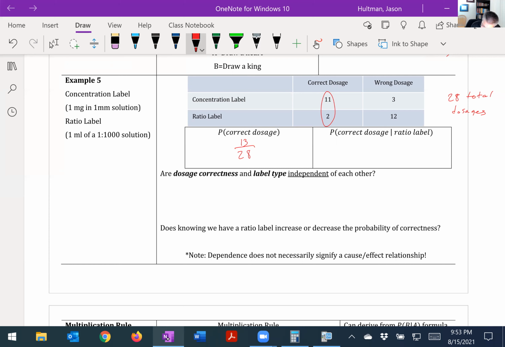What's the probability of a correct dosage given that it's only the ratio label? Given that we know it's the ratio label already, we're just going to isolate the ratio label. Well, instead of 13 out of 28, it's now 2 out of 14 because we only look at ratio. Whatever that given is, we isolate the given. So the correct dosage given the ratio label is 2 out of 14.